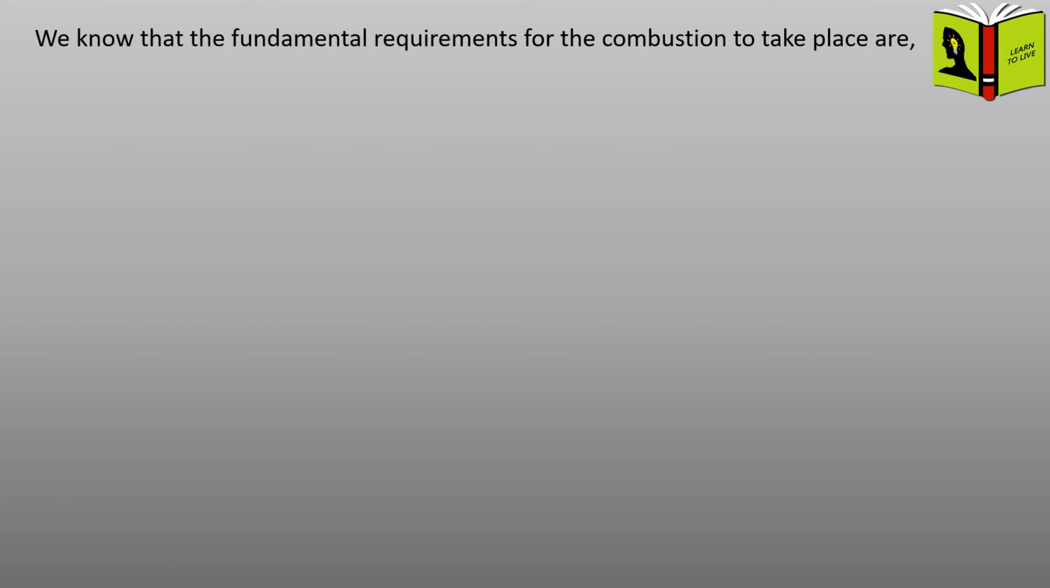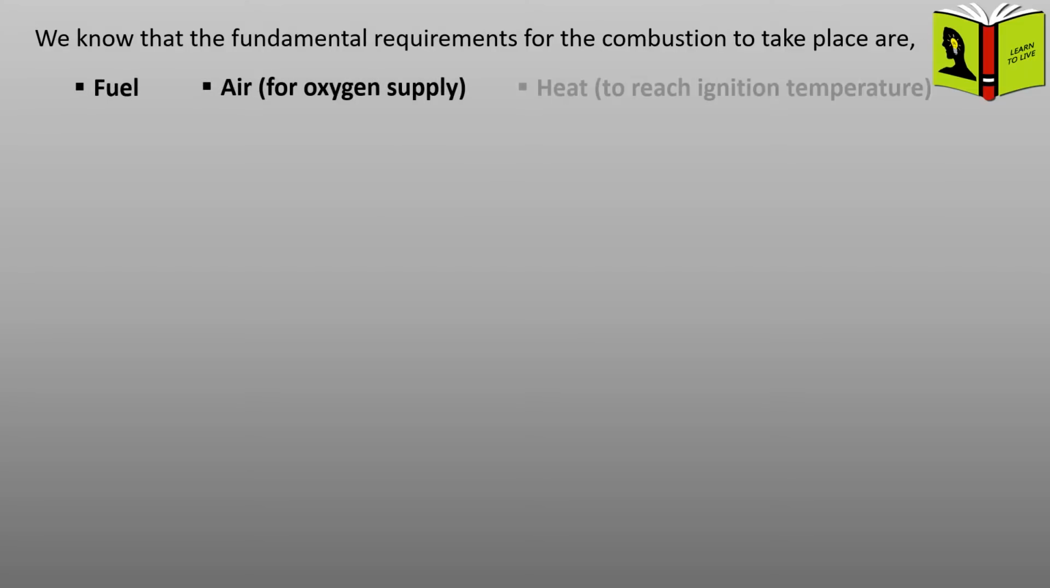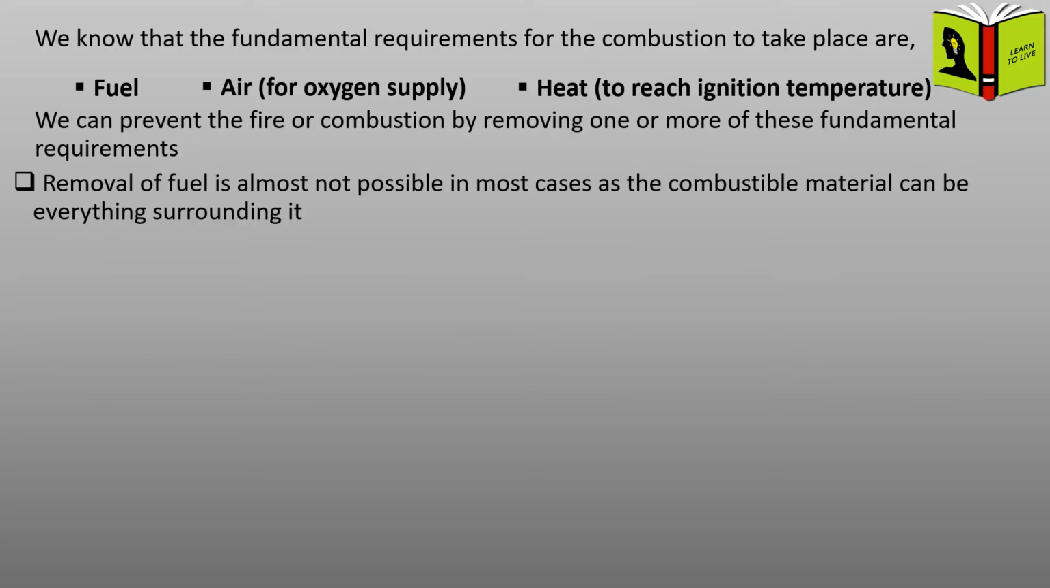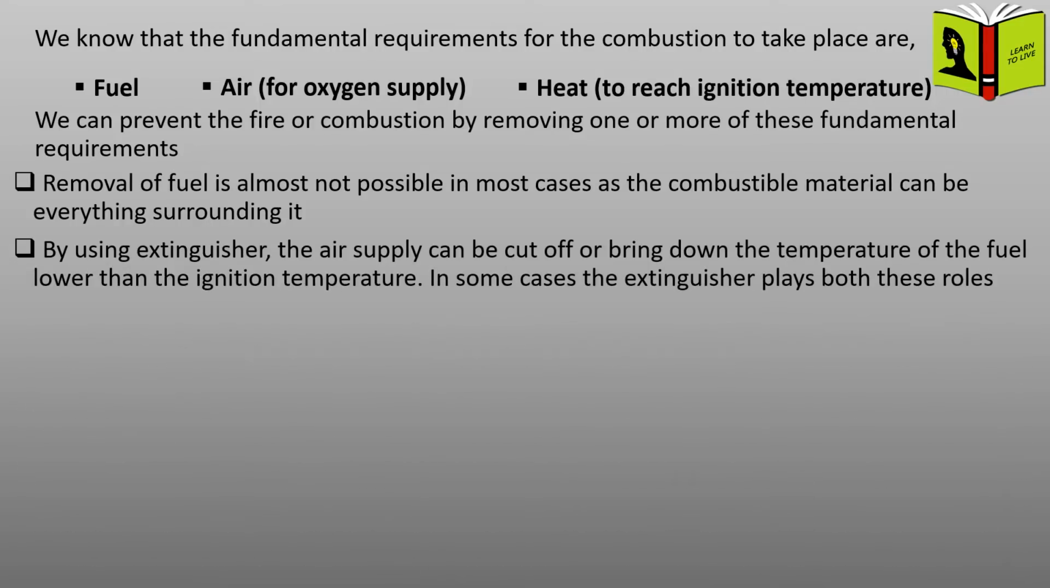We know that the fundamental requirements for combustion to take place are fuel, air, for oxygen supply, heat, to reach ignition temperature. We can prevent the fire or combustion by removing one or more of these fundamental requirements. Removal of fuel is almost not possible in most cases, as the combustible material can be everything surrounding it. By using an extinguisher, the air supply can be cut off, or the temperature of the fuel can be brought lower than the ignition temperature. In some cases, the extinguisher plays both these roles.